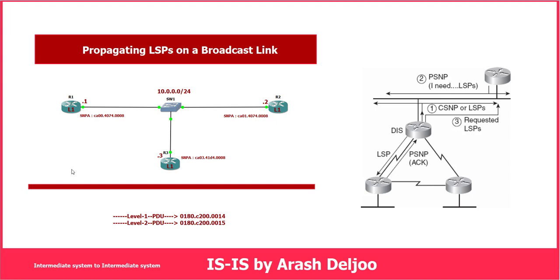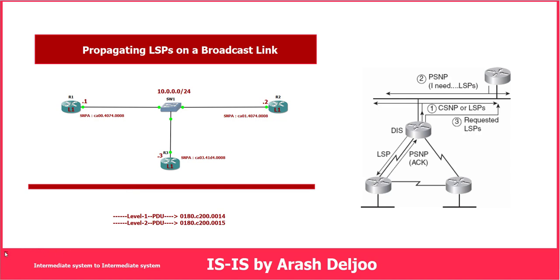In this video, I'm going to talk about propagating LSPs on a broadcast link. You know that in the previous video, I talked about propagating LSPs on a point-to-point link. And as a summary, we know that in the point-to-point link, we are using LSP, and also CSNP and PSNP for exchanging the information for IS-IS.